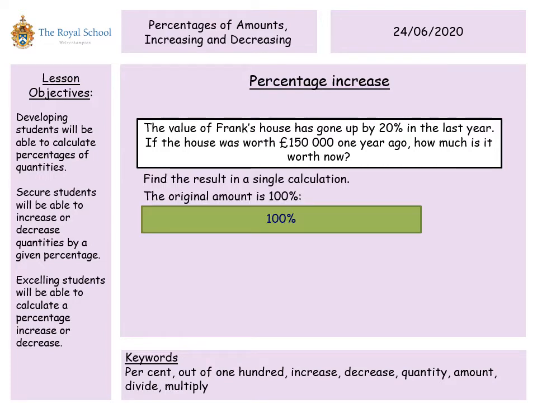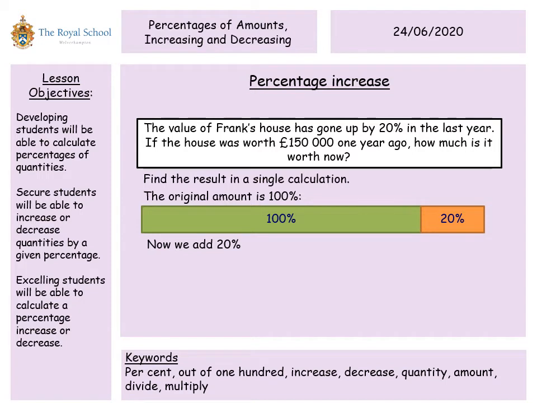In our visual representations, we always have the original amount as 100%. This has caused confusion with some students in the past, as with our increases we end up actually getting over 100%. That's fully possible, and if anyone's told you that you can't have more than 100%, then they're actually mistaken when we start to talk about increases and decreases. So the original amount here is 100%, and the value of Frank's house in the first line there has gone up by 20%. So we're going to put the extra 20% on at the end.